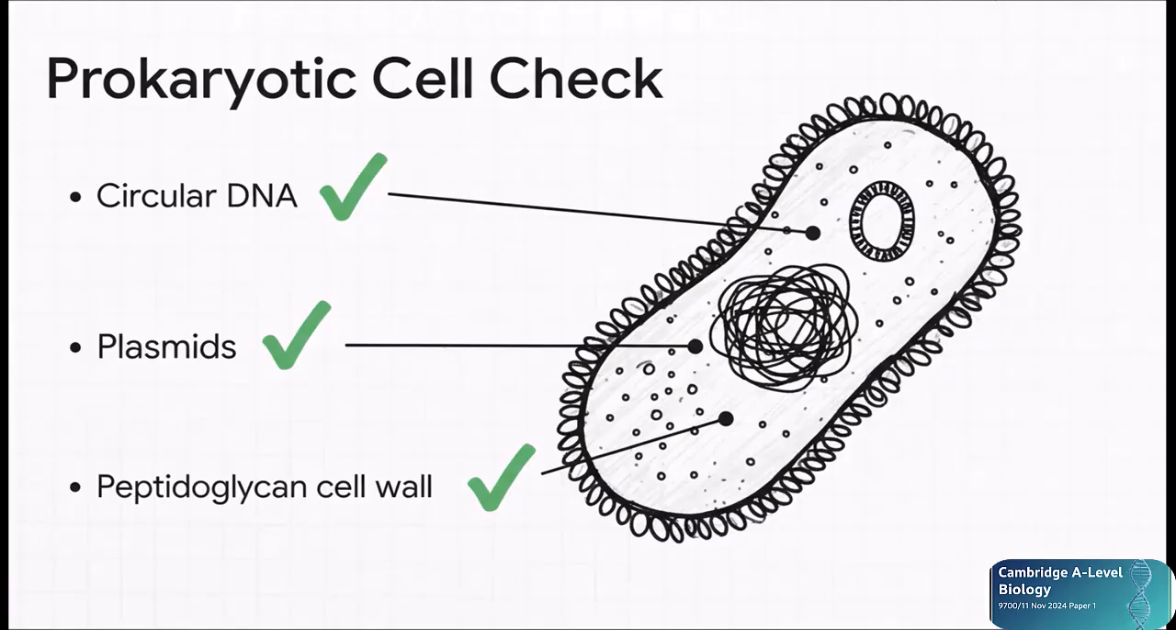Do bacteria have circular DNA? Yep. Do they have plasmids? Absolutely. What about 70S ribosomes? Yes, that's a key feature that makes them different from us. And a peptidoglycan cell wall? Well, yeah, that's the very thing penicillin attacks. So all 4 of these features are present in a typical bacterium. That means our answer has to be A.